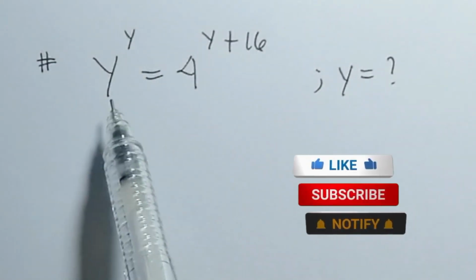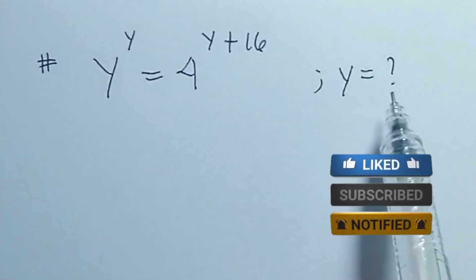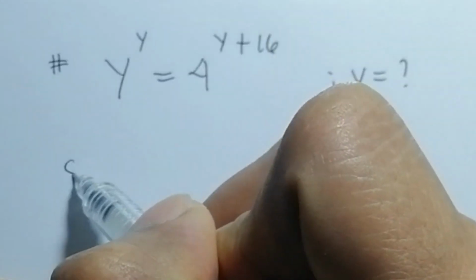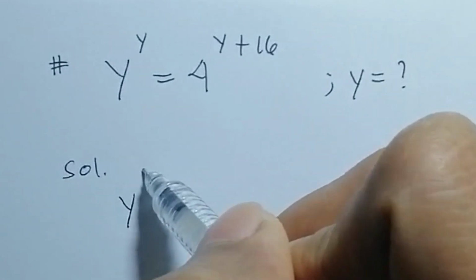In this video we're going to find the value of y, with this given equation: y to the power of y equals 4 to the power of y plus 16. Stay tuned to find out the unknown value of y.